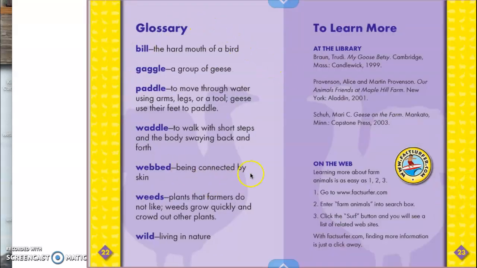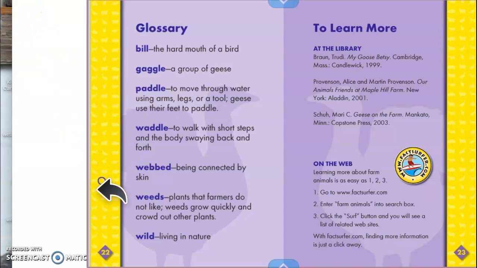So again, here's that glossary if I wanted to look up one of those words that I didn't know. They also gave us some more books if we wanted to learn more, and then some internet websites that we could go to if we wanted to learn more about geese.